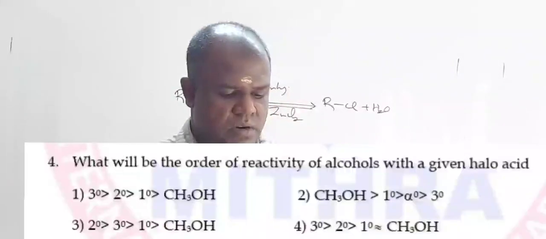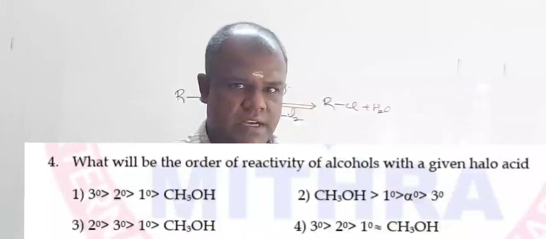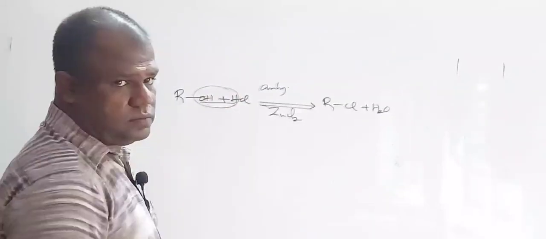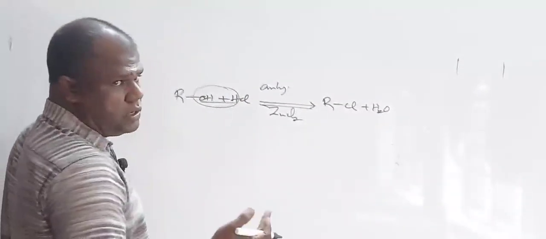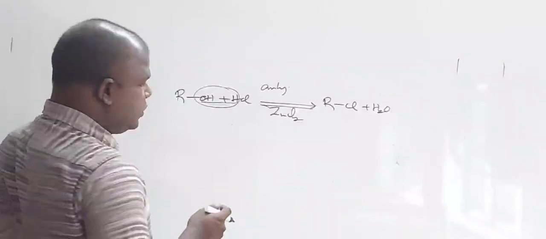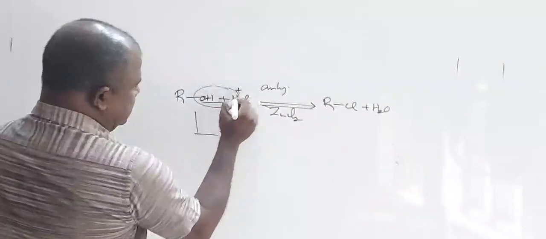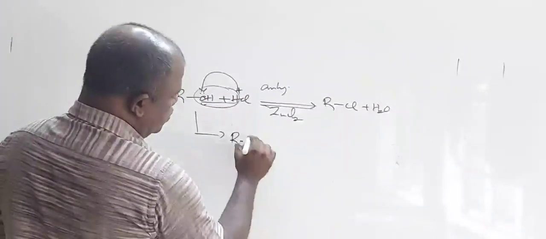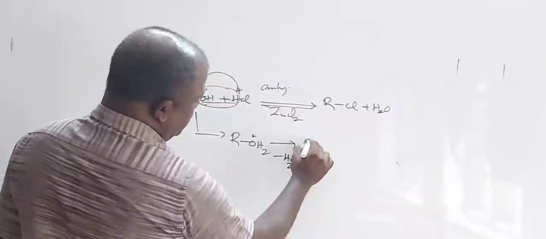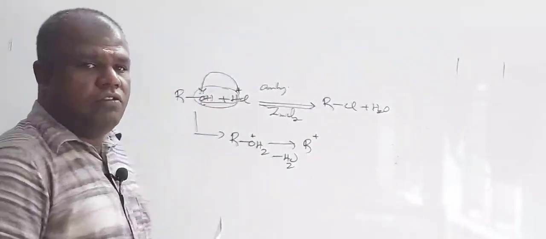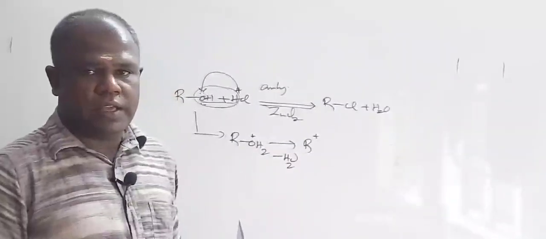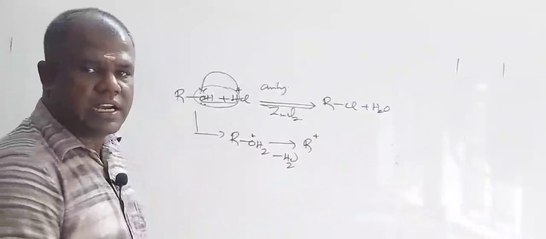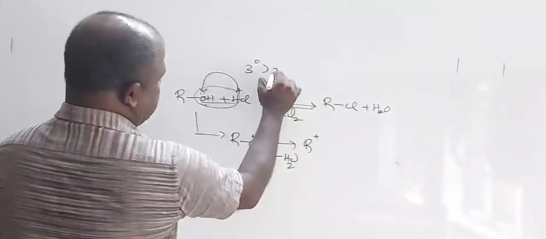Question number 4. What will be the order of reactivity of alcohol towards halo acid, meaning HCl, HBr, HX, the same? Here OH is completely removed. In the case of alcohol, when OH is removed, a carbocation is formed. The actual step is H plus joining to the lone pair to form ROH2 plus, which removes water to form the R plus carbocation. Formation of the carbocation is the intermediate. Among carbocations, tertiary is more stable than secondary than primary. So the order of reactivity in this reaction is tertiary greater than secondary greater than primary.